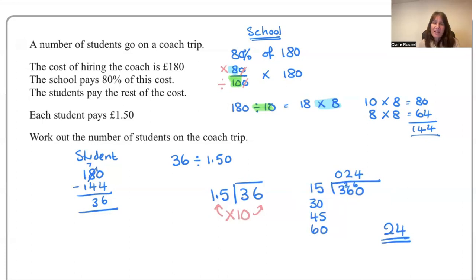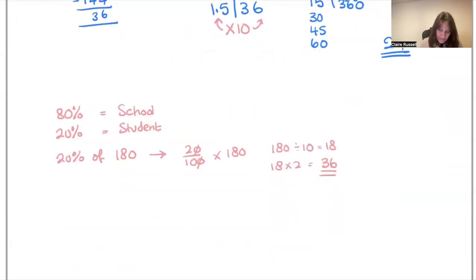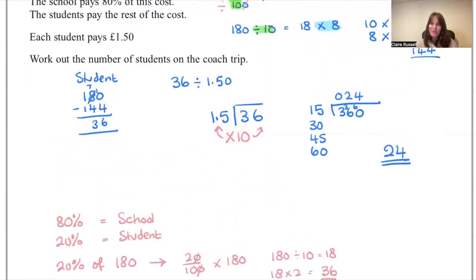And if you did find the 20%, that would have been the maths. You would have said, I know that 80% is paid by the school, 20% the student. And here you can just see the exact same approach, but with a different number. So we have got the cancelled, it's 2/10, divide by 10 times by 2. You've got that 36 coming up that way, and then you would carry on as normal.